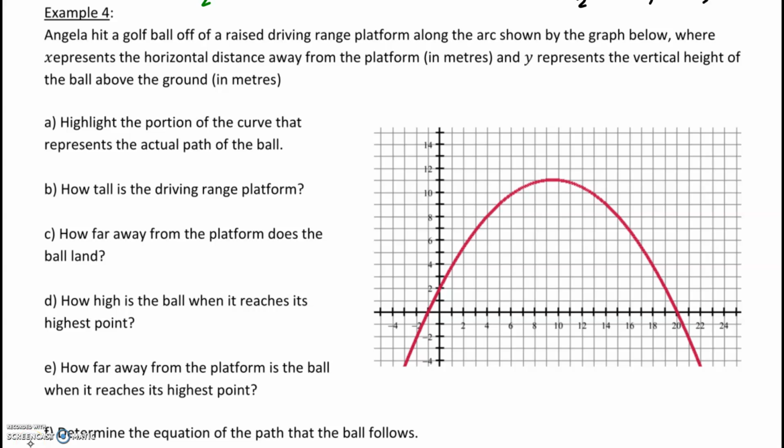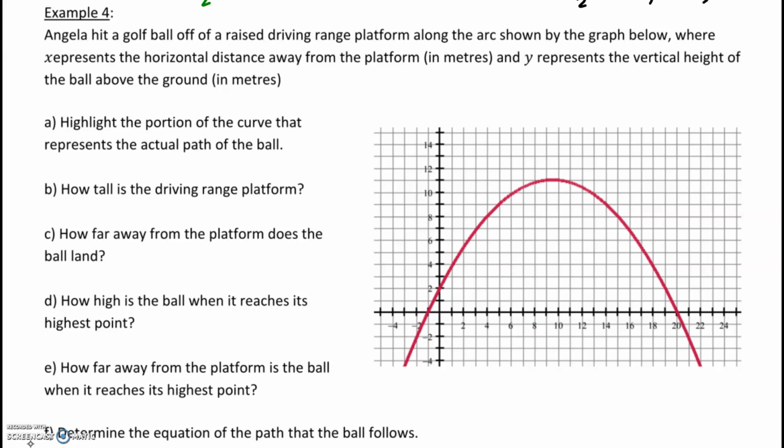Hey, I'm back in lesson 4, factor form of a quadratic relation, day 2, and we're finishing up with our last example, example number 4. Now we're looking at a real life situation. So let's go ahead and we'll read it together.